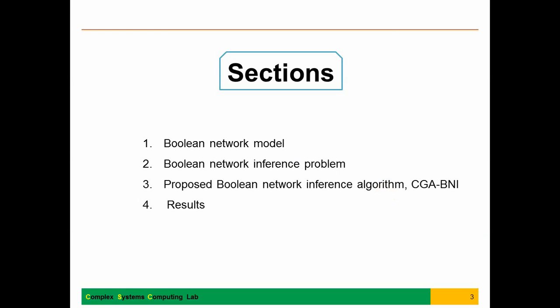There are four main sections. First, we will introduce the Boolean network model, and second, the Boolean network inference problem. The third is our GA method, and the last is the experiment section.